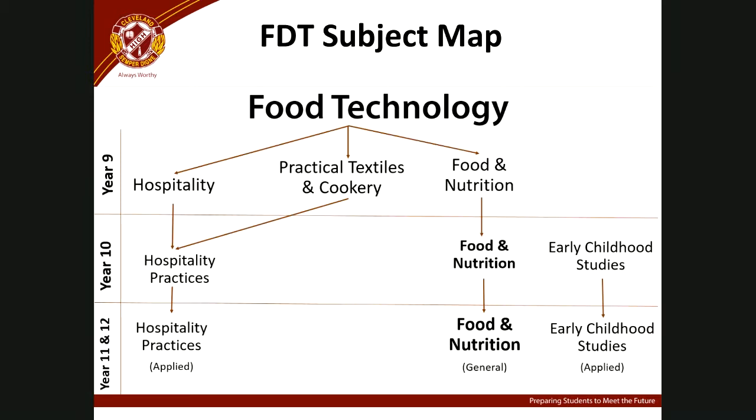Okay, our next subject area is food technology. In Year 9, we've got hospitality, prac textiles and cookery, and food nutrition. Again, the same thing applies: if you're not in one of those subjects in Year 9, it's not the end of the world. You can definitely come into them in Year 10. We also have a subject that only starts in Year 10 in our food tech area, and that's called early childhood studies.